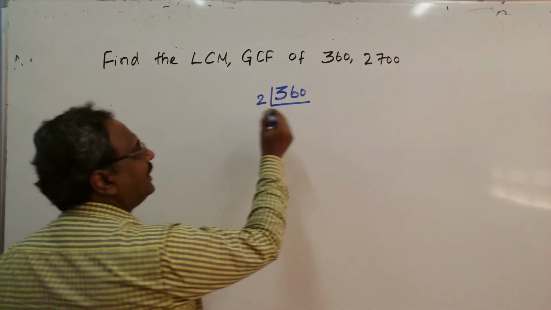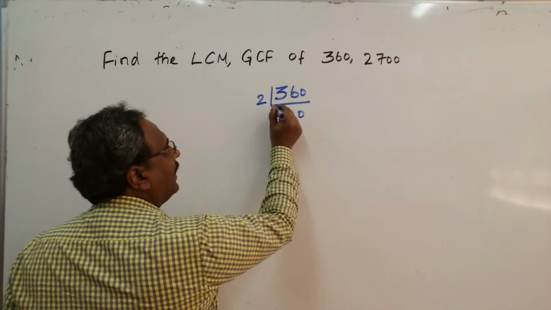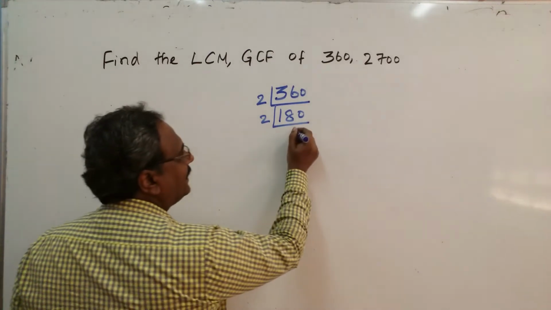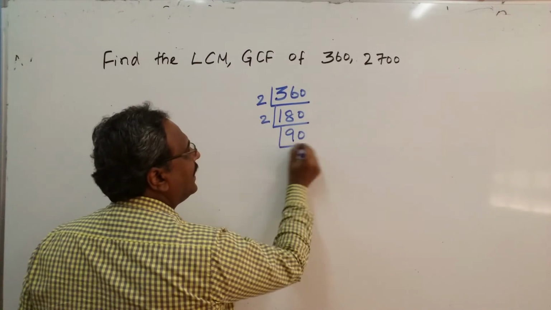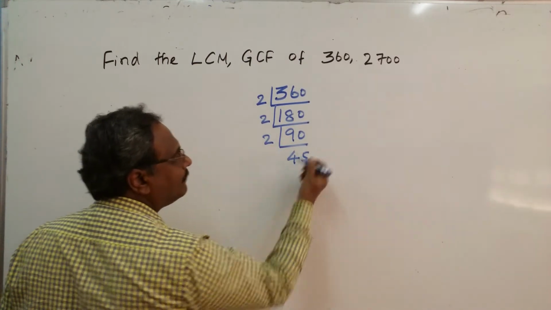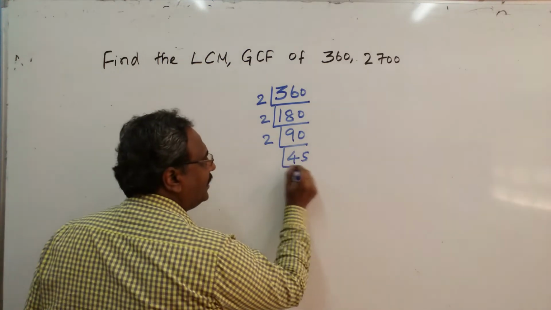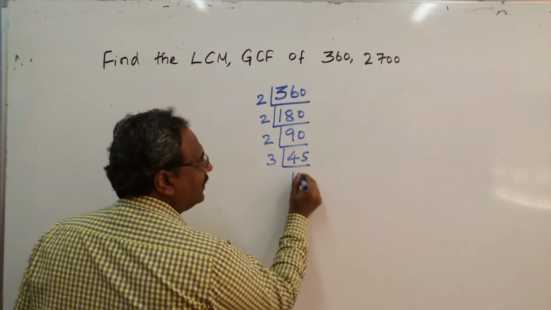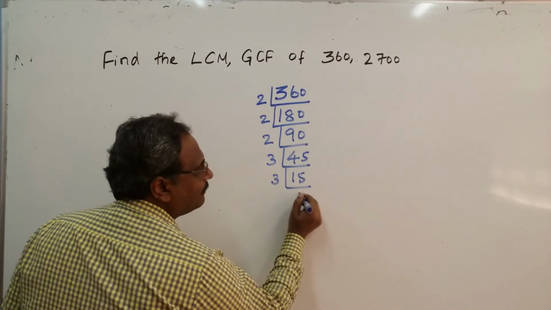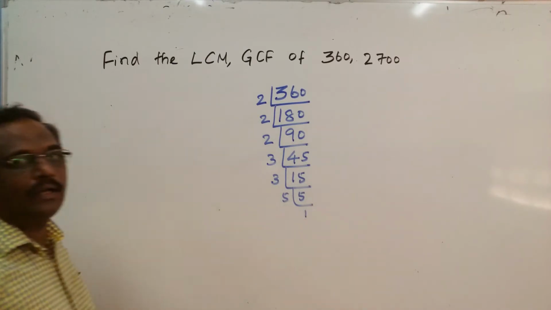When we divide 360 by 2, this is 180. Again I am going to divide by 2. So this is 90. Again divide by 2. This is 45. 45 we cannot divide by 2, so we can divide by 3. This is 15. Again 15 we can divide by 3. This is 5. 5 when we divide, this is 1.